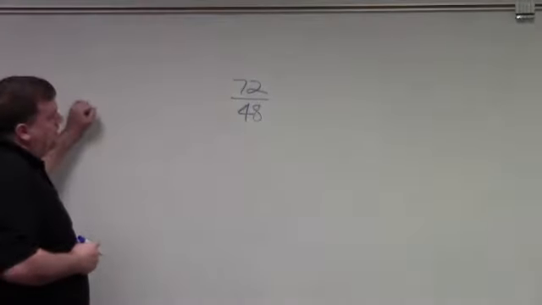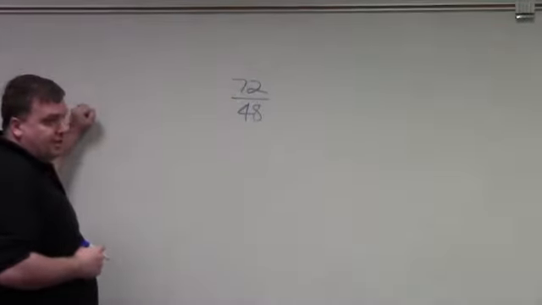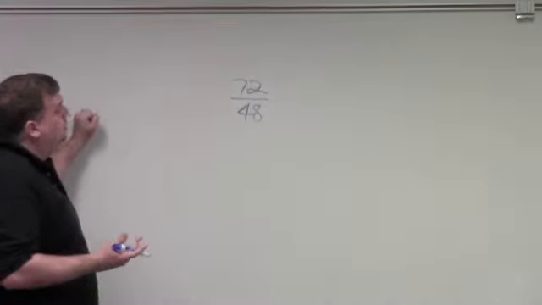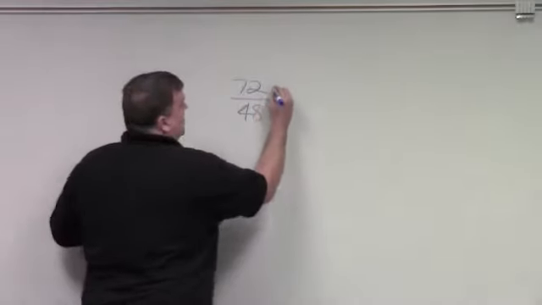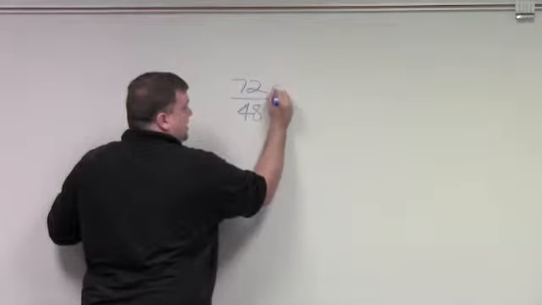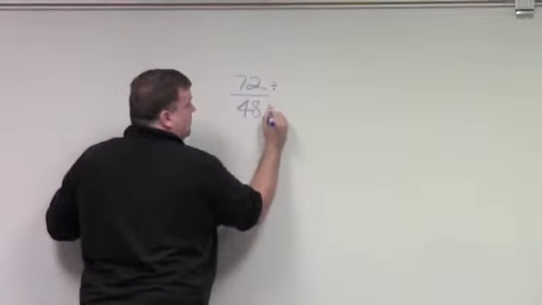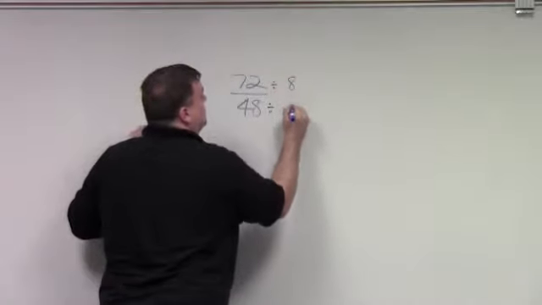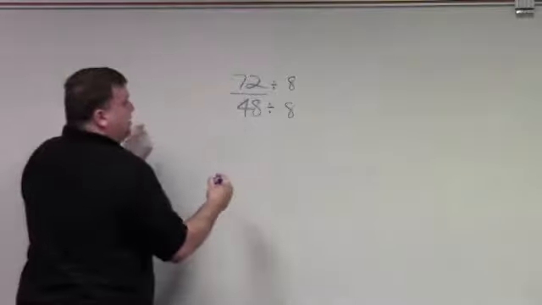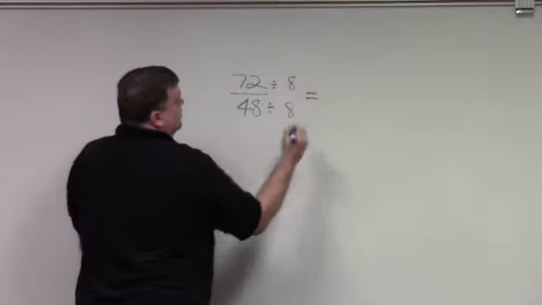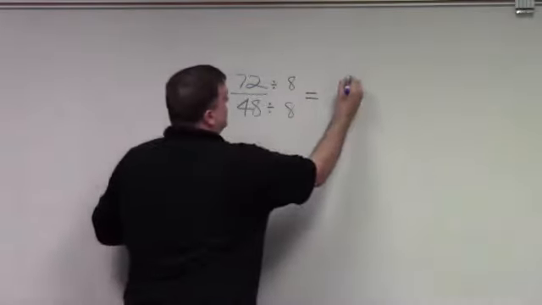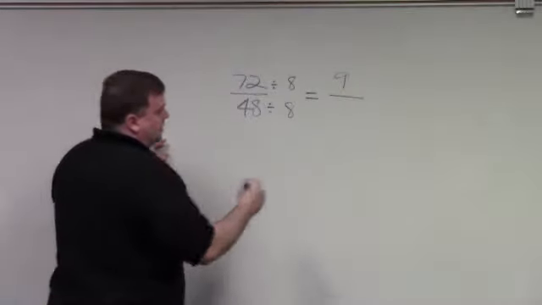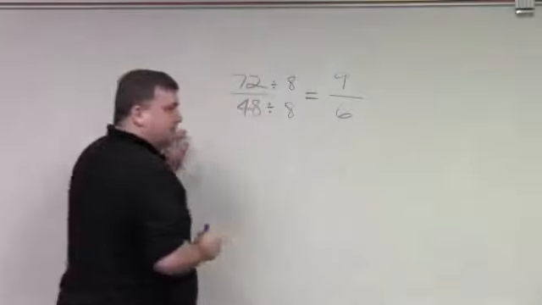Over 48. Does 48 go into 72 evenly? No, so we can't do the division part. But we can reduce it. Can anybody think of any numbers that go into 72 and 48? 9. Somebody say 8? Let's try 8. So 72 divided by 8 is? 9. And 48 divided by 8 is? 6.